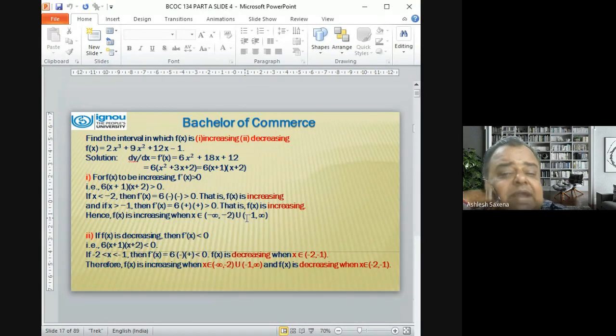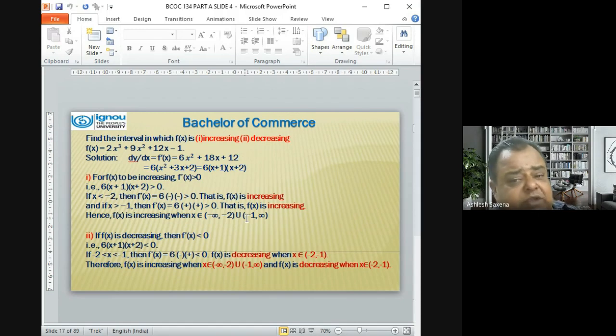Now we will be factorizing this because the maximum power is 2, so you are going to get 2 factors. When you split its middle term and solve, you will get 6 times (x plus 1) into (x plus 2). This is the first step, that means you have to find the derivative. Now, for the second step, if it is increasing, f dash x should be greater than 0. What is your f dash x? It is 6 into (x plus 1) into (x plus 2).